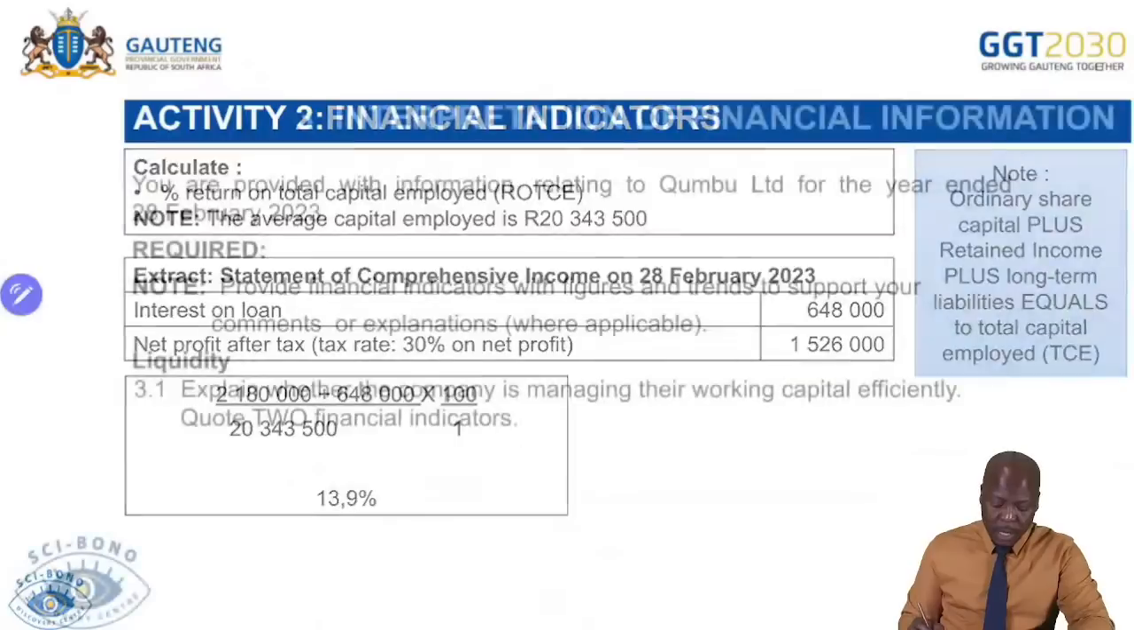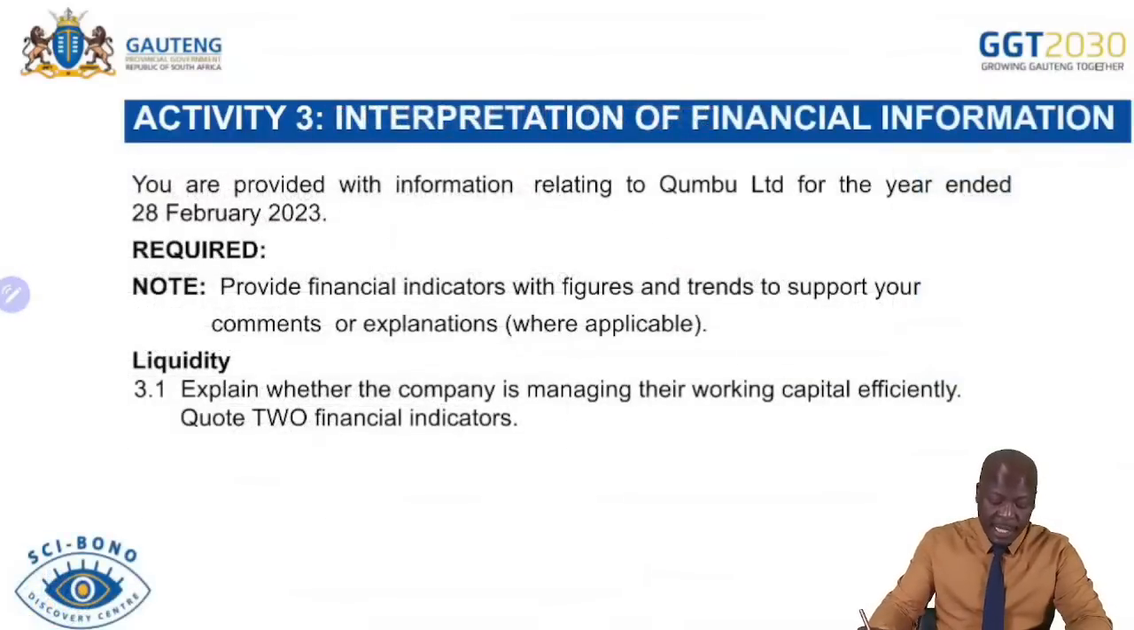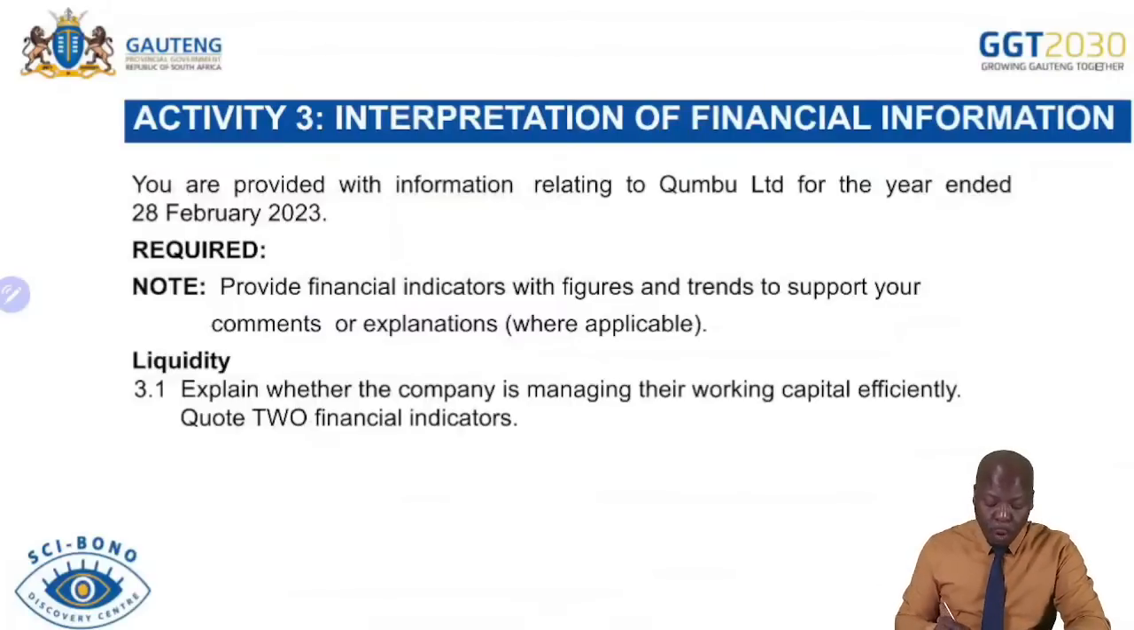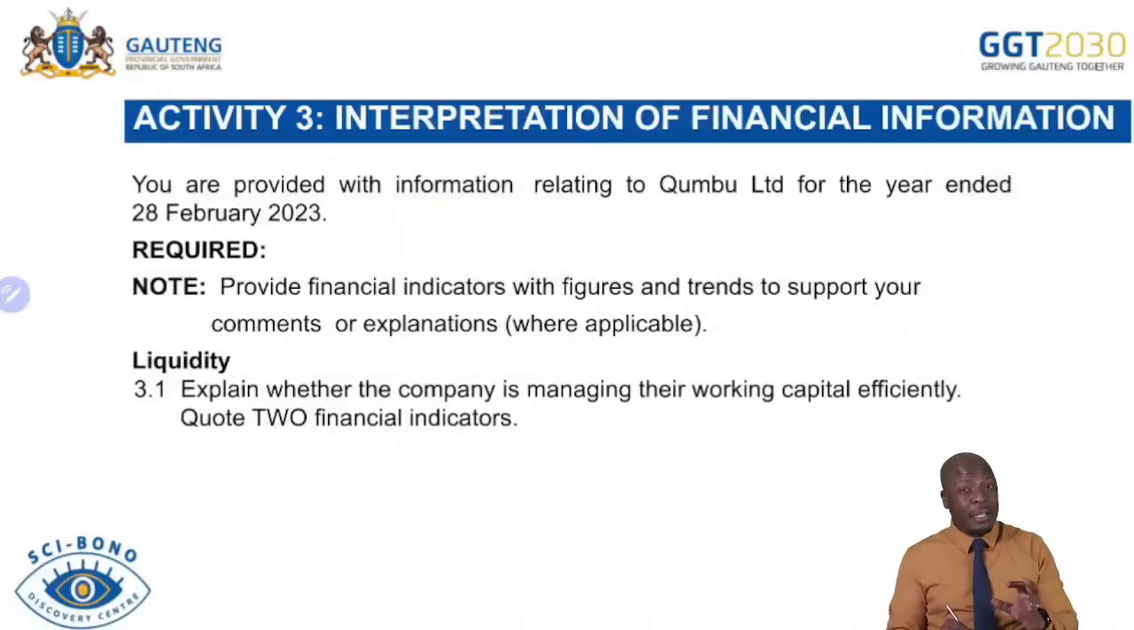Let's go on to the next one, which is activity number 3. Activity number 3 reads: you are provided with information relating to Tumbu Limited for the year ended 28 February 2023. Then provide financial indicators with figures and trends to support your comments or explanations where applicable. Now, you have to understand the demands of the examiner.